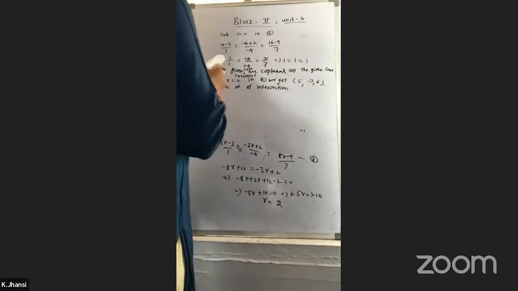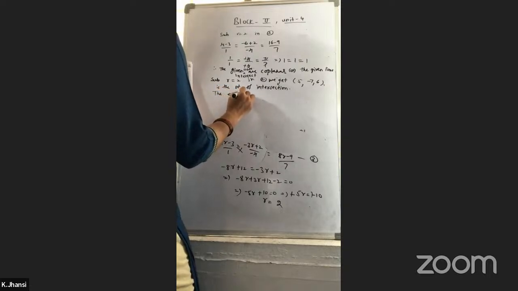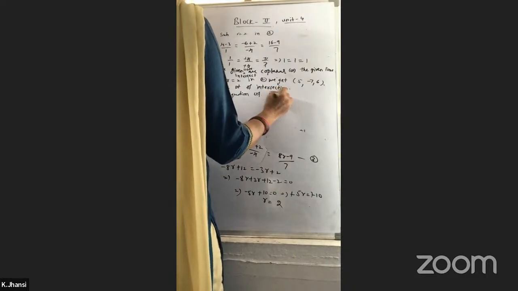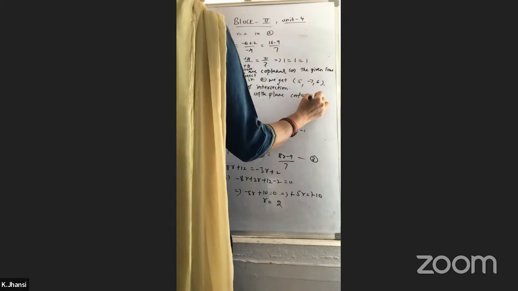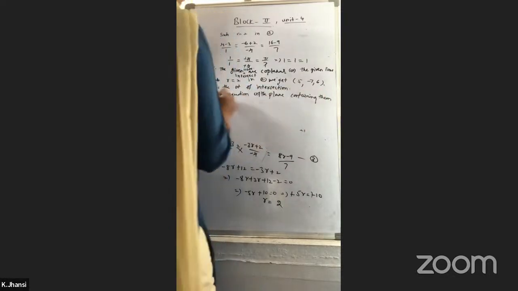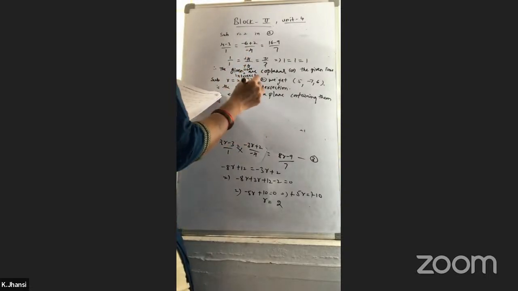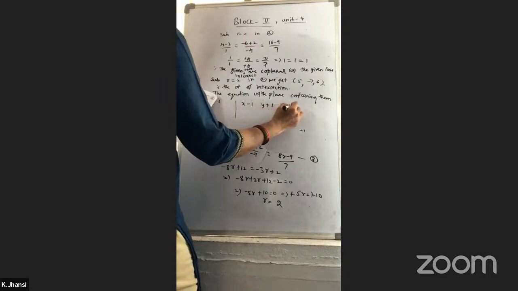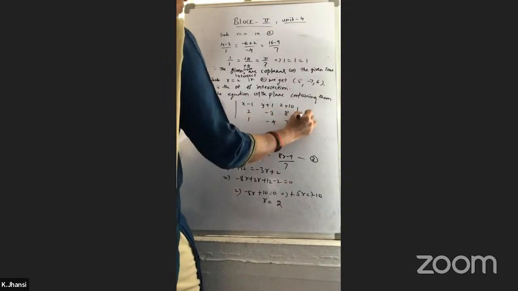The equation of the plane containing them is, so directly we'll write. First equation is x minus 1, y plus 1, z plus 10. Then 2 minus 3, 8. Then 1 minus 4, 7 equals 0.